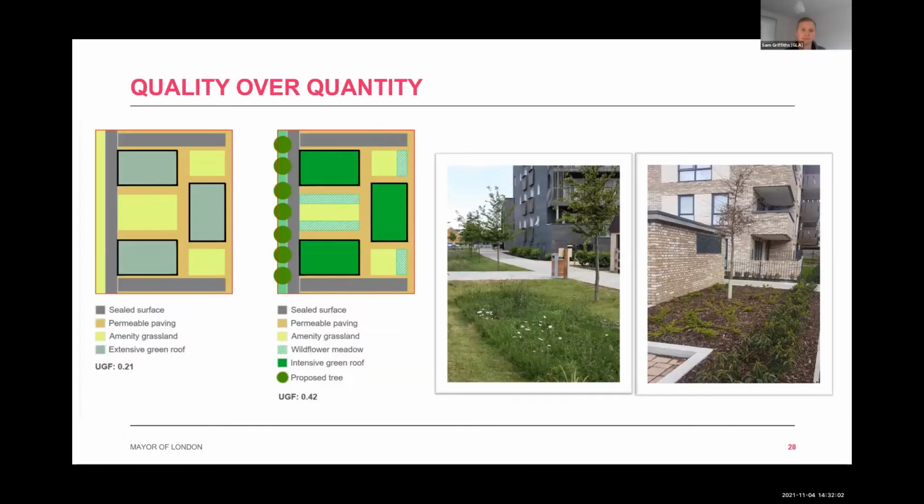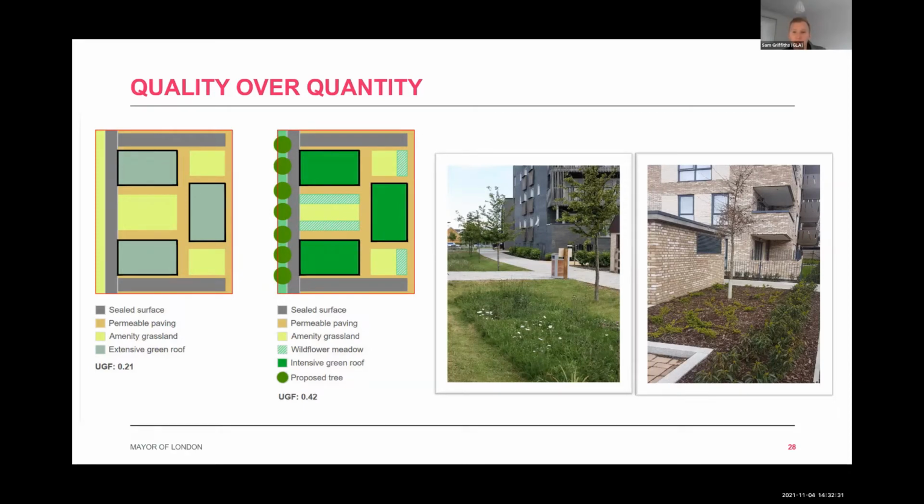Next slide, please. So this slide, as we start to come to an end of this section, is really one of the key messages of the UGF. And we know that London is becoming ever more dense. Populations are still set to increase in some boroughs by 20% in 20 years. And therefore, space is at a premium, to say the least. So a key message of the urban greening factor is it is all about quality over quantity.